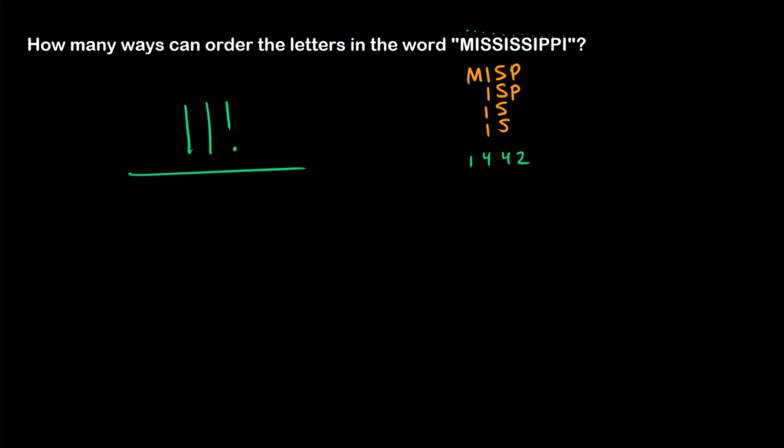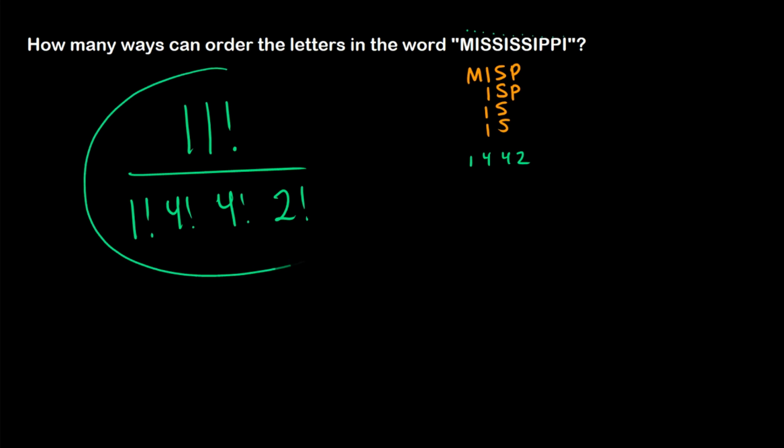So if we have 1 M, we divide by 1 factorial. If we have 4 I's, we divide by 4 factorial. 4 S's, divide by 4 factorial. 2 P's, divide by 2 factorial. And this is how many ways we can order the letters in the word Mississippi. Now, the nice thing about this method is that this works for every single case, whether there's duplicate letters or not.